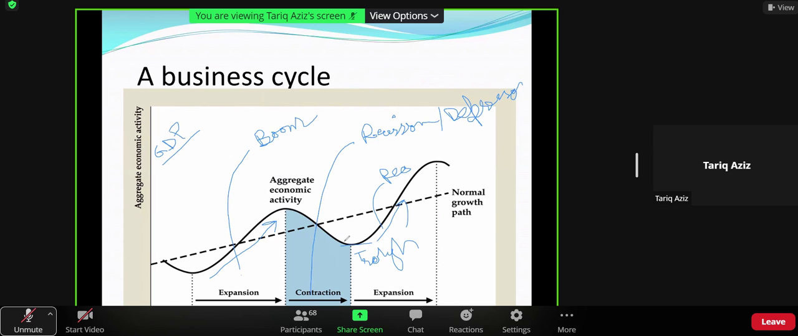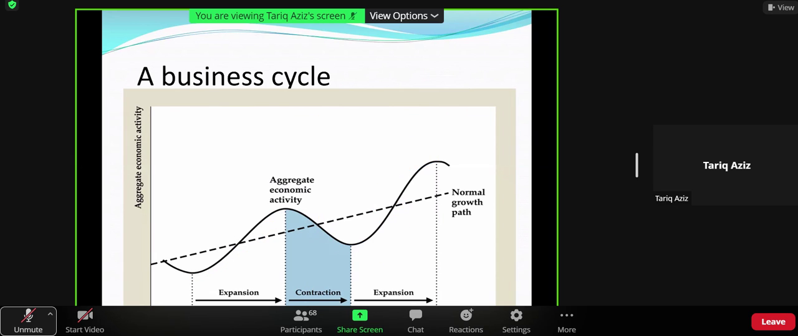The phase of decrease is called contraction and recession. And extreme recession is called depression. Then they reach the trough. After reaching the trough, aggregate economic activities again start increasing, and that phase is called recovery. And after recovery, the economy experiences again a boom. So this is boom, this is recession and depression. So there are various words.